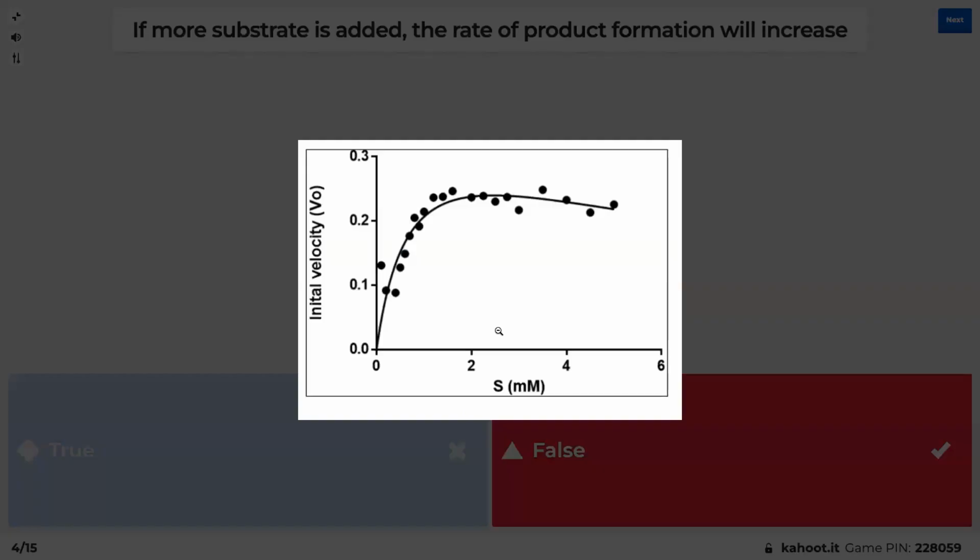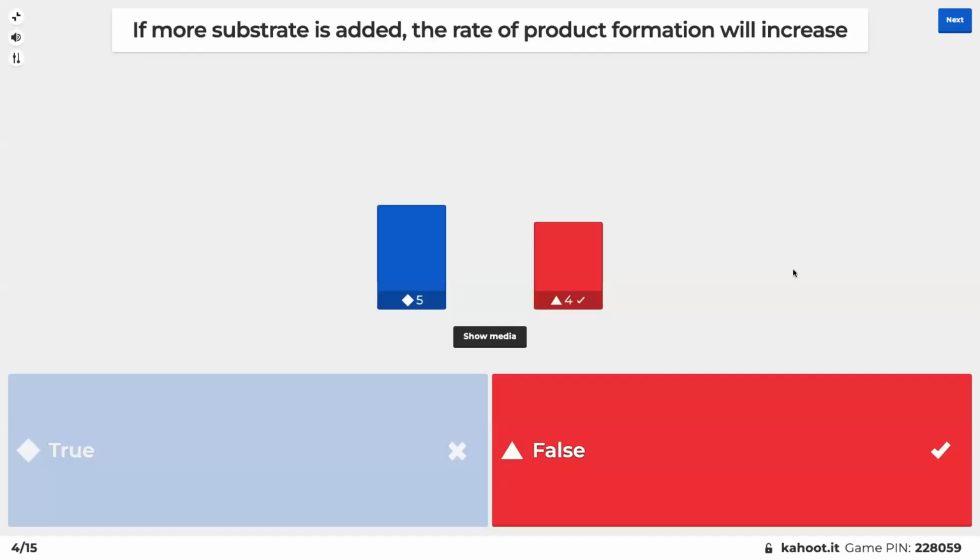Okay, yes. And the answer is false because we see that it's already plateaued. So if you keep adding more and more and more, it's not necessarily going to make it go faster. We've already reached our point of saturation. So that's about more substrate, not more enzyme.